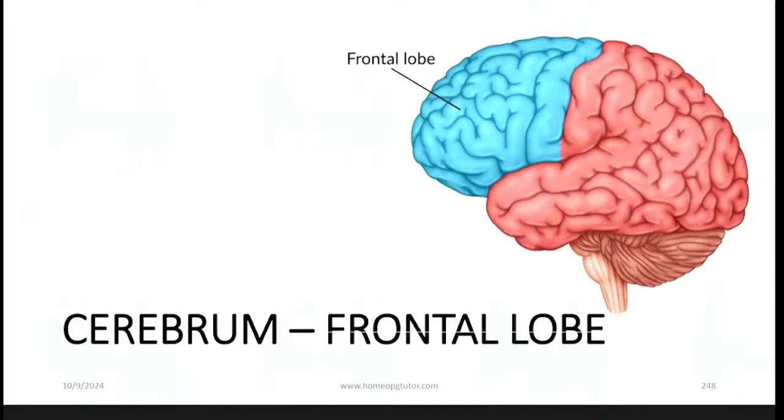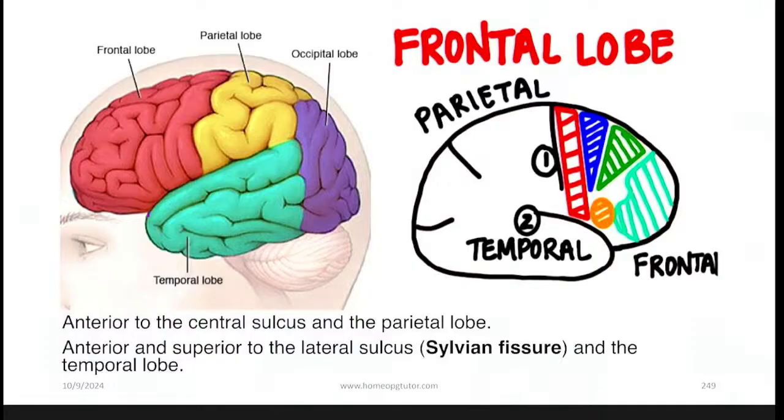Now, next, let us see about the lobes. Talking about the frontal lobe first, you can see in the image, the one in the blue color is the frontal lobe. The frontal lobe is located beneath the frontal bone and is the most anterior region of the cerebrum. I had already mentioned that it is divided from the temporal lobe with the help of the lateral sulcus, whereas from the parietal lobe it is divided with the help of the central sulcus.